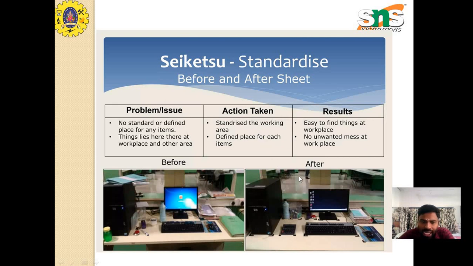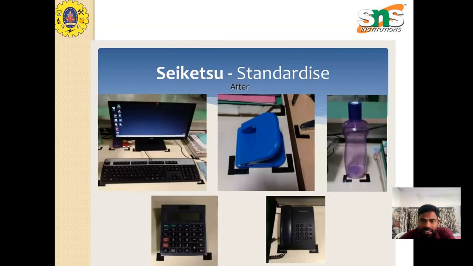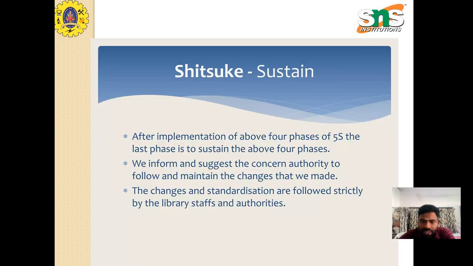So we have to fix a particular place for each item. That is before standardize. And after standardizing, we have fixed the place for each item, including the water bottle, the calculator, the mobile, and the system.